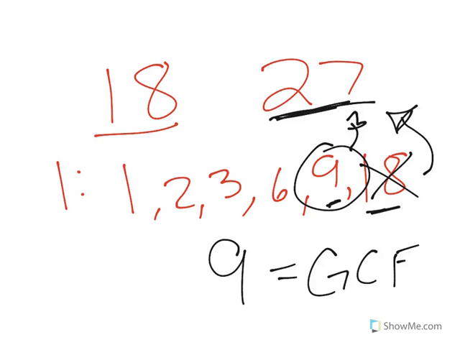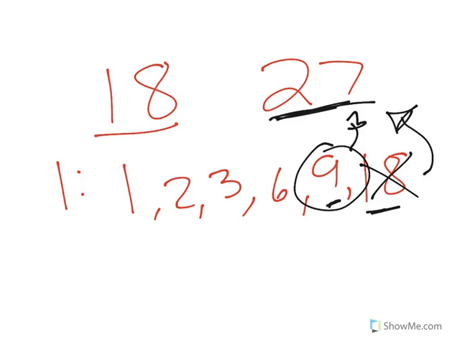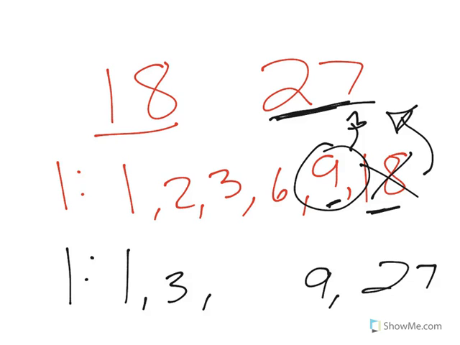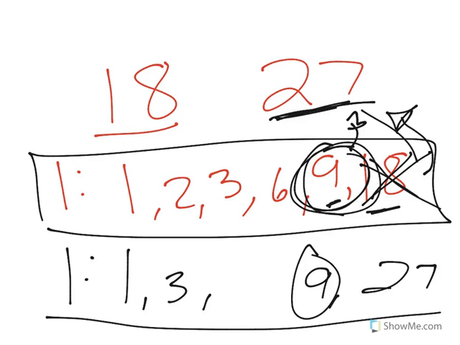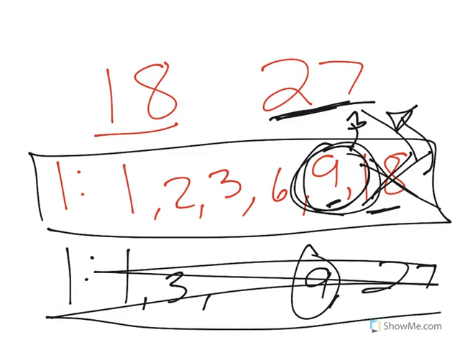Now, what I could have done is I could have listed out all 27s and I could have gone through and said, oh, 9 matches. But if I just write down all of one of them, I can just see 18 doesn't go, 9 does, and then I don't even have to do this. So that's my shortcut. So let's do another example of that.